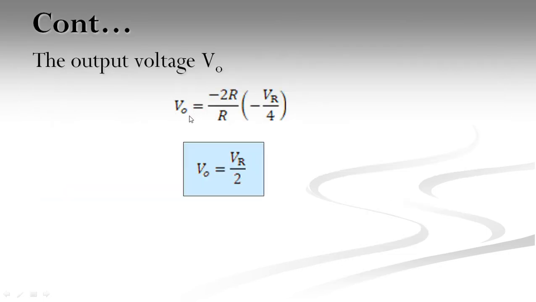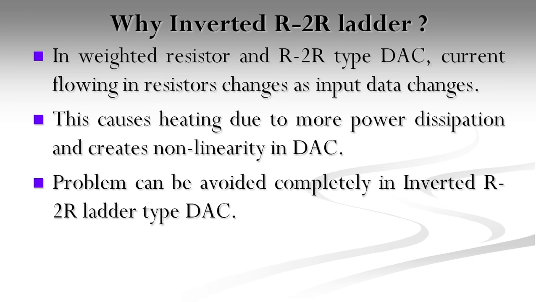So we can get the output voltage V0 equal to minus the feedback resistor 2R divided by the input resistance R, and the input voltage will be minus VR by 4. So for the binary input 1 0 0, we got the analog output as VR divided by 2, and this reference voltage can take the value of minus 10 or plus 10 depending upon where we connect the ladder network. Like this procedure, we can convert any binary input into an analog signal. And now let us go to the other type, which is called the inverted R2R ladder.